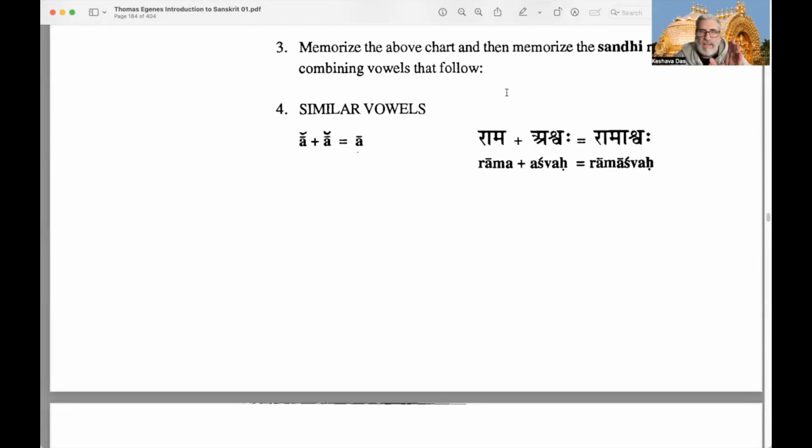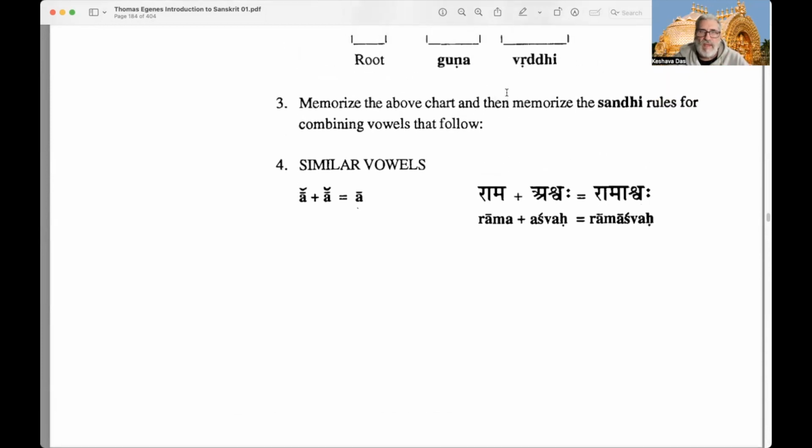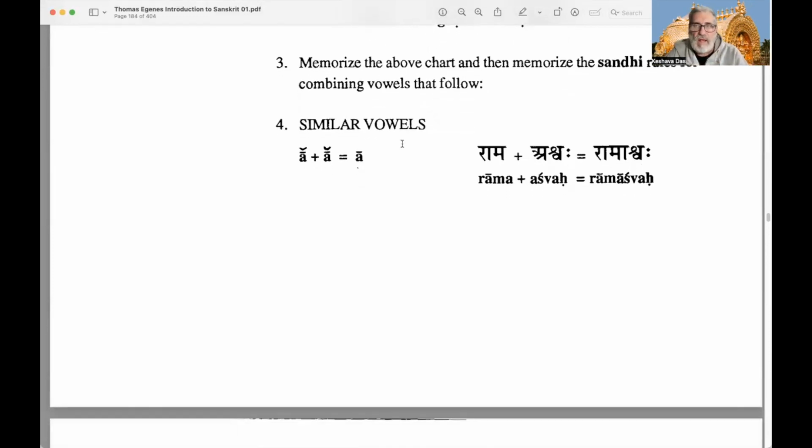So now here's some idea of similar vowels. Memorize the following rules. Now he's already given us the chart. I don't know what lesson it's on, but he gives us a chart for a vowel at the end of a part of a word, or at the end of a word, and the beginning of the next part or the next word, and how it combines, so that we can just look at the chart if we want to know the answer. But here is more explanation about it. So here we have the similar vowels.